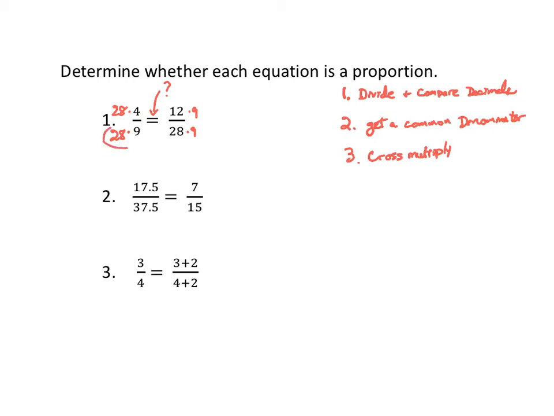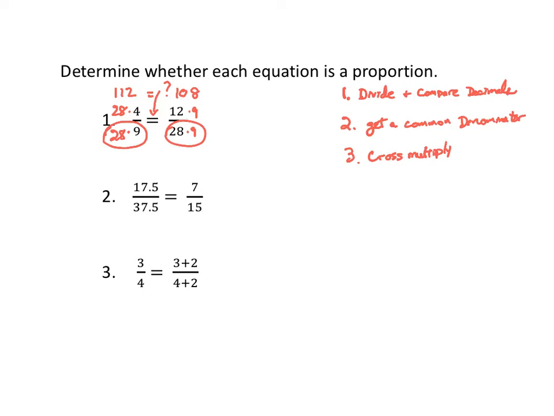But my denominators are going to be the same. Well, all I really care about then is the numerator. Is the numerator going to be the same? Because if the numerator is also going to be the same, then it's a proportion. So I know my denominator is going to be the same. Look at them. They're both 28 times 9. So I'm just going to multiply 28 times 4. And 28 times 4 is 112. I just did that in my head, so tell me if I'm wrong. 12 times 9 is 108. So those are not equal to each other.